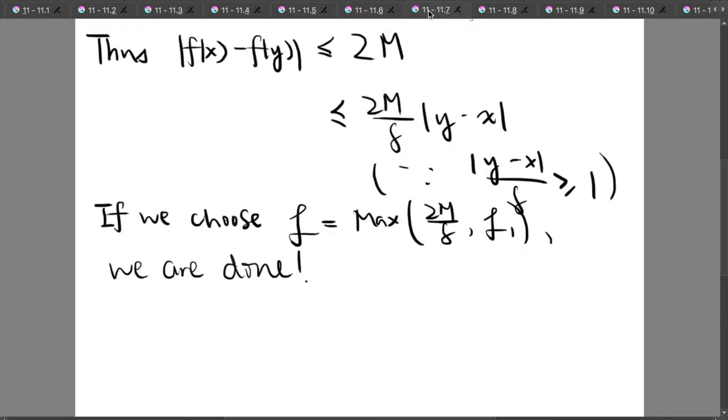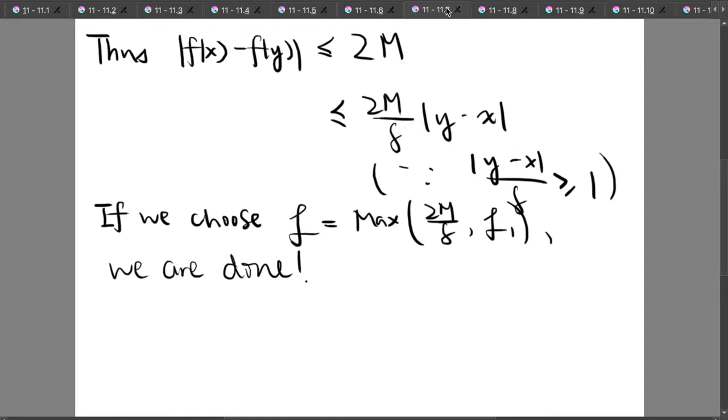And therefore, we get that the absolute value of f(x) minus f(y) should be smaller than or equal to 2M, and it is smaller than or equal to 2M over delta times the absolute value of y minus x, because we know that the absolute value of y minus x over delta should be greater than or equal to 1. So, if we choose the maximum of 2M over delta and L1, then we can get the same inequality at the same time, whether y is outside or inside the delta neighborhood of x.